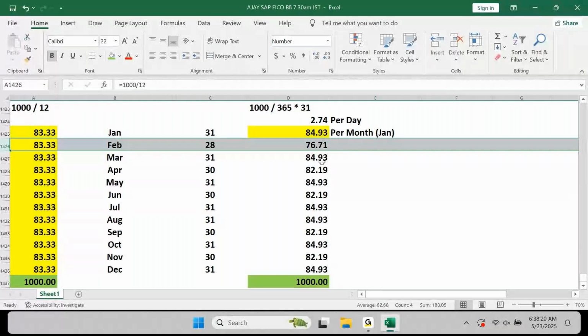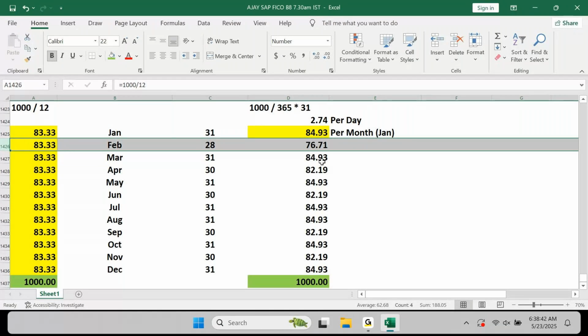It is all about how you are splitting your per annum 1000 depreciation into 12 months, either on a monthly logic or on a daily logic. Which one is majorly followed? Monthly logic or daily logic? Daily logic. It is majorly followed.